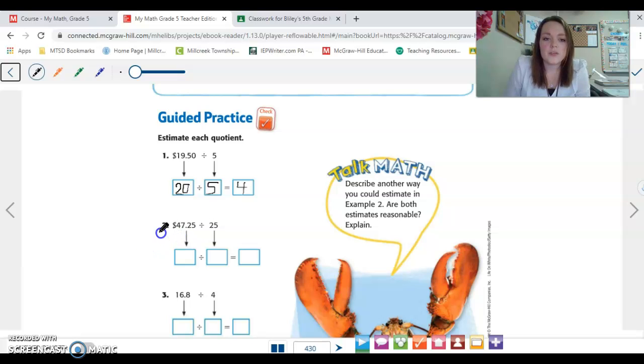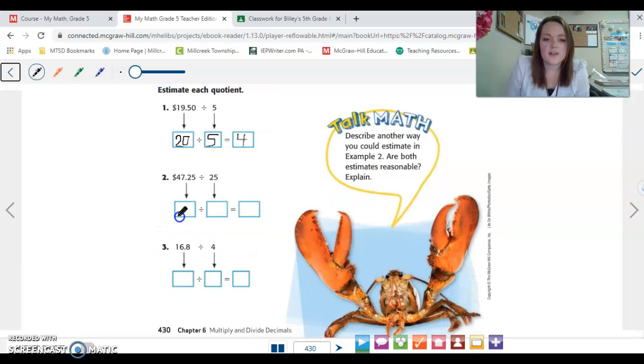Let's look at number 2. We have $47.25 divided by 25. Okay. Is $47.25 closer to 50 or 45? 50, bring down my 25. Now you can think about this like quarters if we were doing money. If we have 50 cents and we divide it by 25, how many quarters do I have? 2.